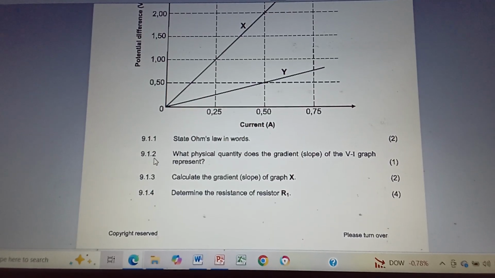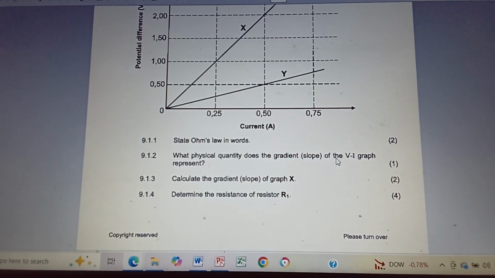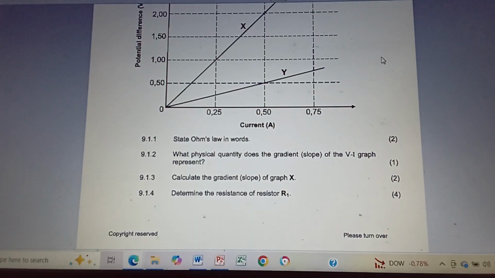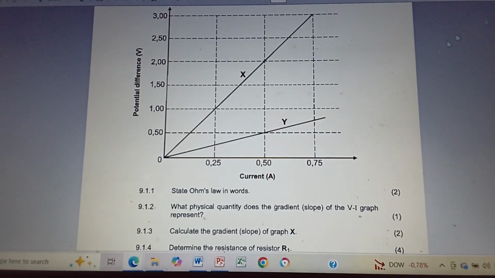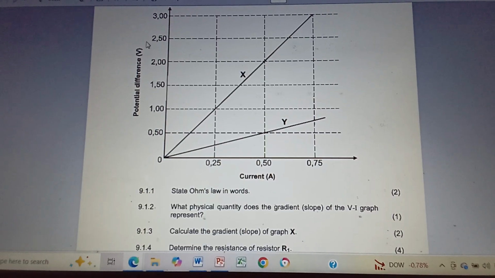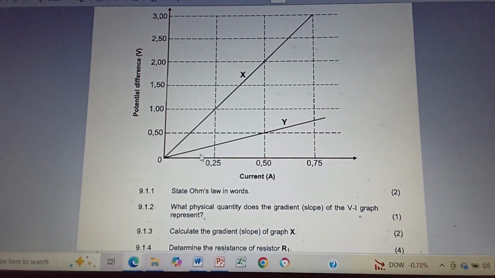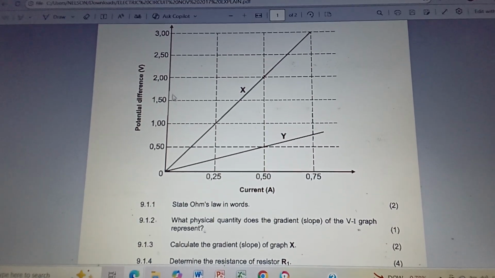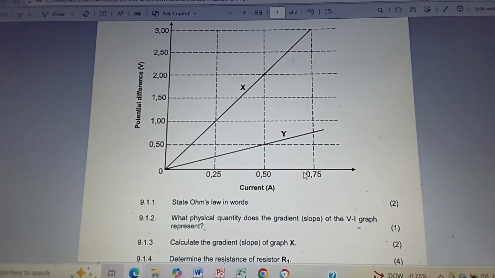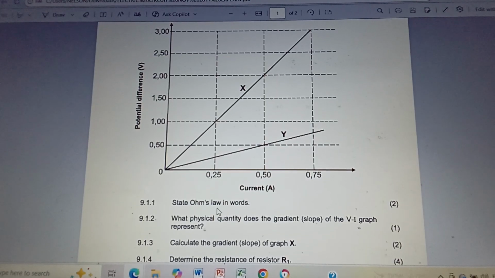Now 9.1.2 says: what physical quantity does the gradient (slope) of the VI graph represent? Now the VI graph, these two graphs, has the y-axis for potential difference and the x-axis for current. So it is the voltage versus current graph. Now, what is the slope here?